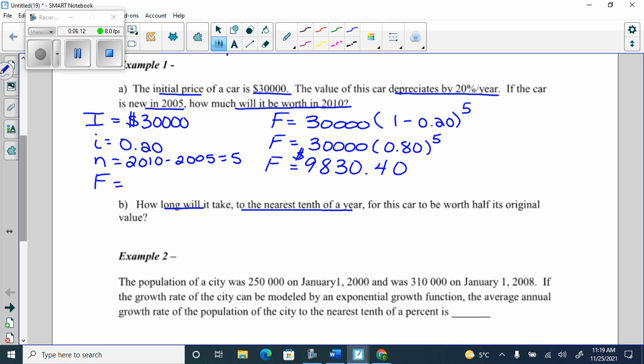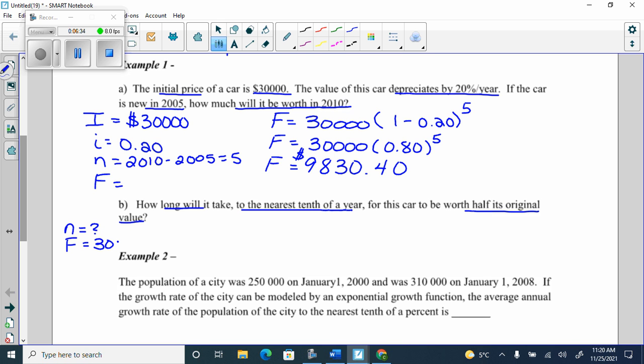Okay, the next one says, how long will it take, to the nearest tenth of a year, for this car to be worth half of its original value? What did it give me? Well, it wants n. I can tell that because it's asking how long. What did it give me? The new initial, new final? Yeah. So the final has to be worth half the original.